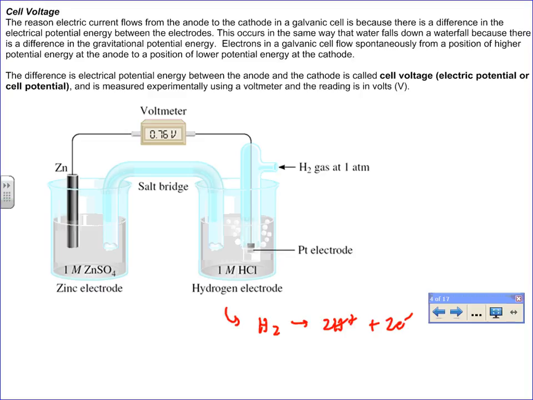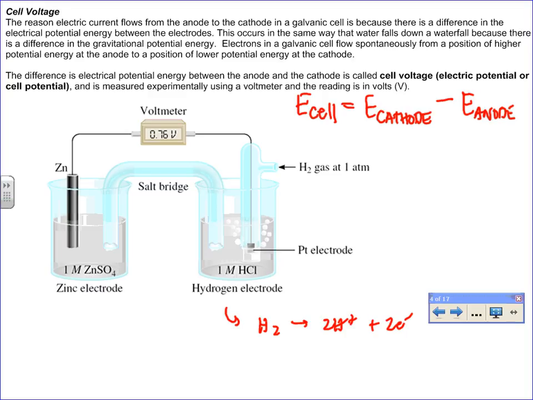So much like water will fall down a hill, the electrons will travel from a higher potential energy to a lower potential energy at the cathode. And the cell potential is actually the difference between the two. So the final position is the cathode and the initial position is the anode. So if we want to find the cell potential change, what we're going to end up doing is taking the potential at the cathode and subtracting the potential at the anode. So this is going to be a key formula for the remainder of this lesson.